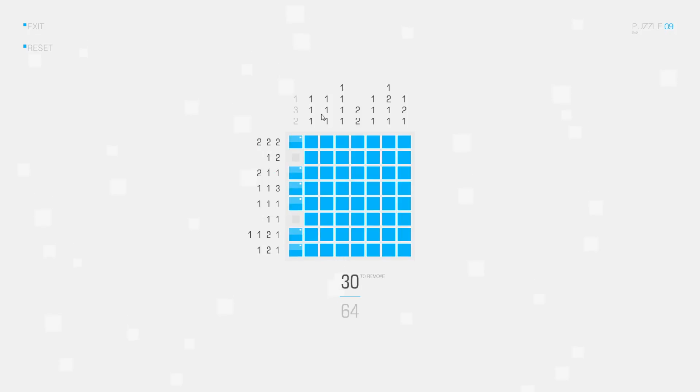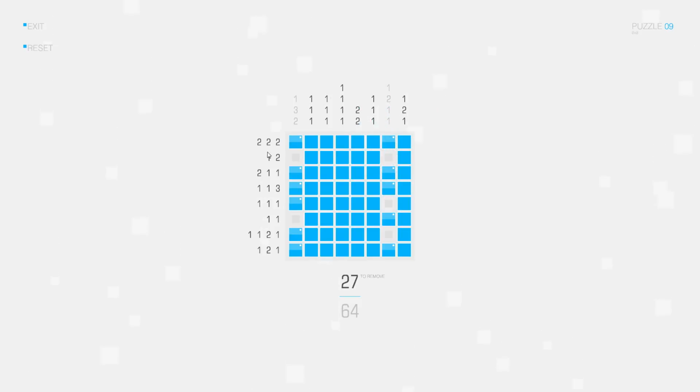I can't use this clue, and this clue, and this clue, and this clue. I can use this clue, however, because here I have 5 squares to mark with 3 gaps in between, so that totals also to 8 squares. That's exactly what I have here. So 1 square, 2 squares, 1 square, and 1 square with gaps in between, like this.